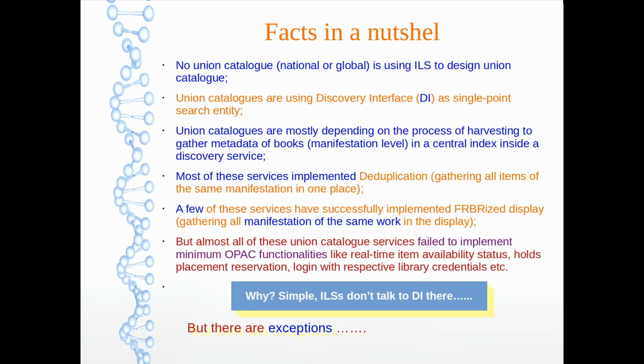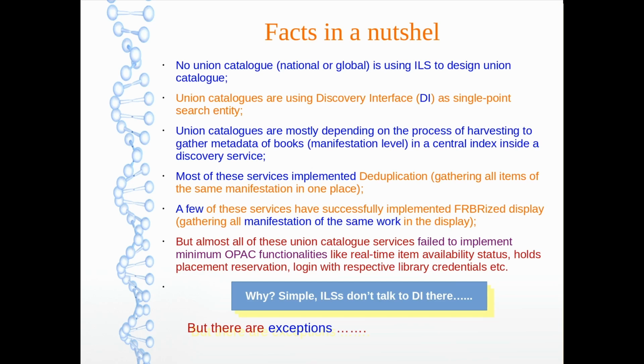A few of these services like Trove have successfully implemented FRBRized display, that is gathering all manifestations, all expressions under a particular work. But almost all of these union cataloging services fail to implement minimum OPAC functionalities, as I said, like real-time item availability, holds preference setting, ILS based authentication, and so on. So why is this happening? Because simply ILSs don't talk to the discovery interface there.